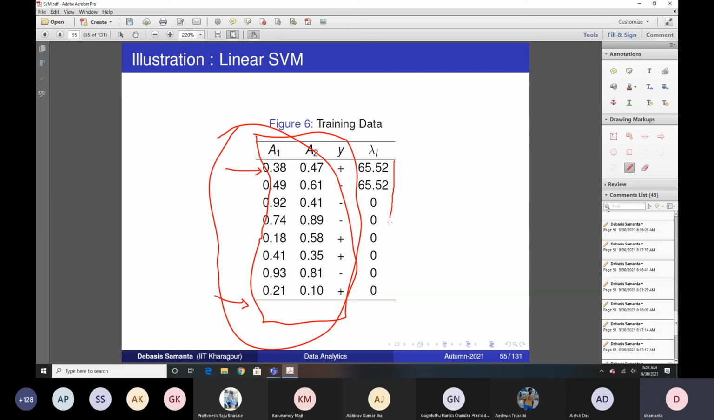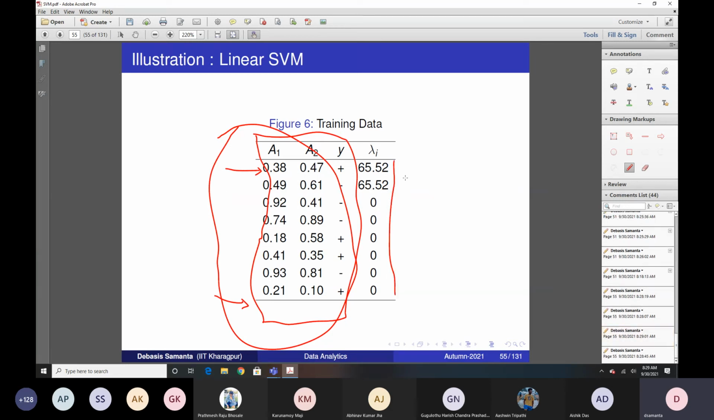Now here you see, out of 10 records, only two records have non-zero lambda, that is, greater than 0. That means they are support vectors. So in this example, these are the only two support vectors. That means they are lying on the margin boundaries. And all the others are non-support vectors. They are actually not on the boundary.